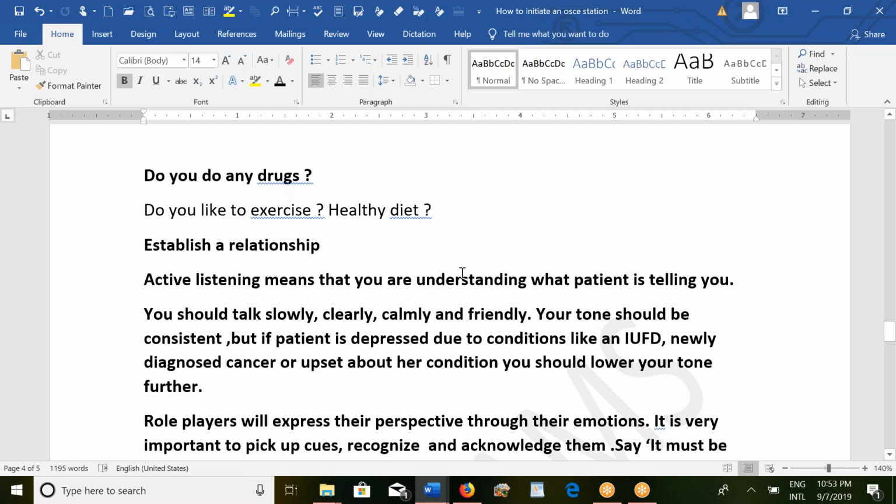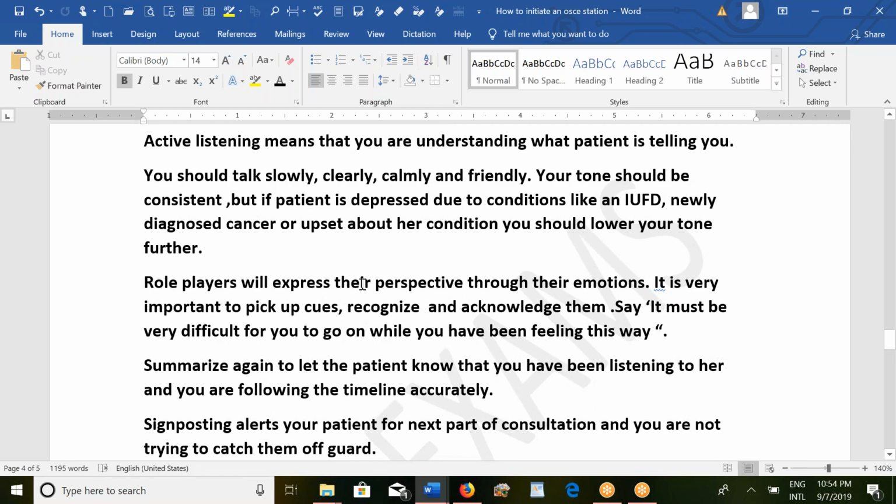Active listening means that you are understanding what patient is telling you. You should talk slowly, clearly, calmly, and in a friendly way. Your tone should be consistent, but if patient is depressed due to conditions like an IUFD, newly diagnosed cancer, or is upset about her condition, you should lower your tone further.